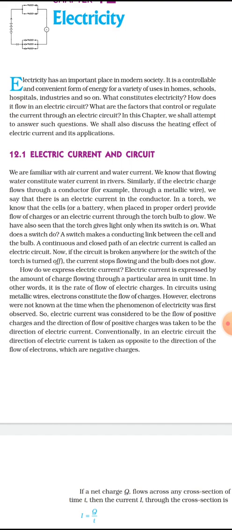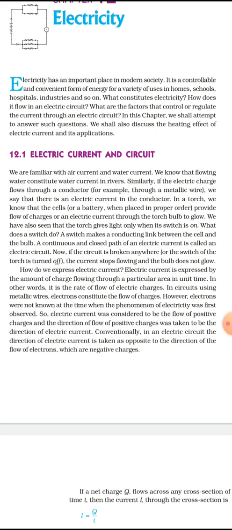We can use metallic wires. In metallic wires, electrons constitute the flow of charges. What constitutes the flow of charges? Yes, electrons. Electrons do the flow of charges in metallic wires.